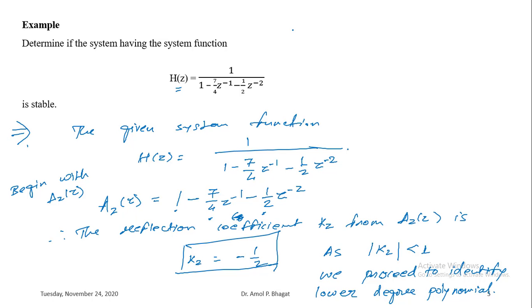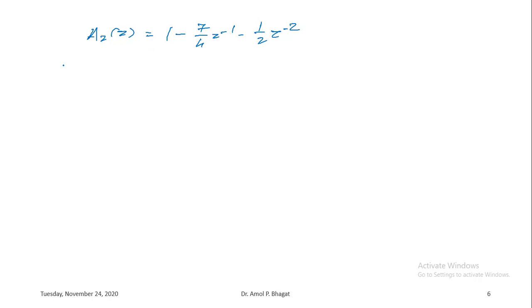Okay, so I'll rewrite this a2 of z here. So a2 of z is equal to 1 minus 7 by 4 z inverse minus 1 by 2 z to the power minus 2. Okay, so it is nothing but a2 of z. So from a2 of z we will initially identify the reverse order polynomial or the reciprocal polynomial.